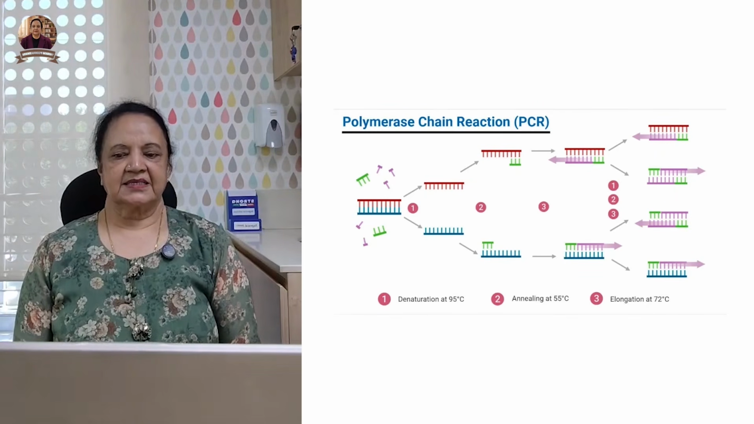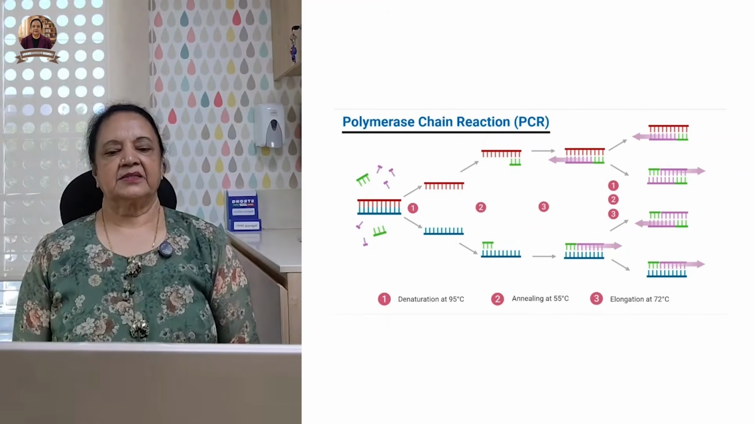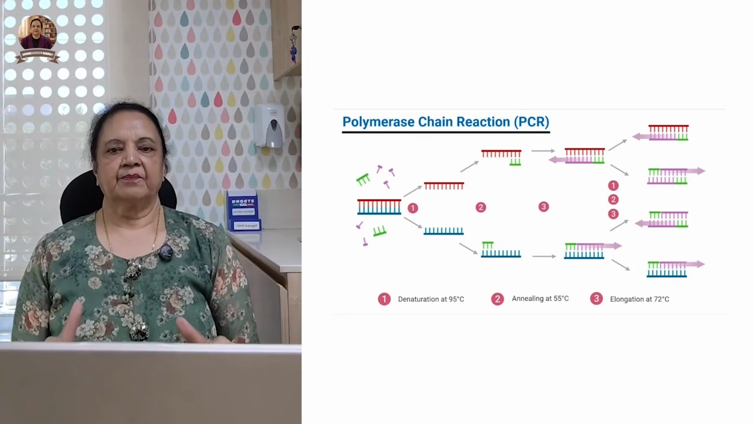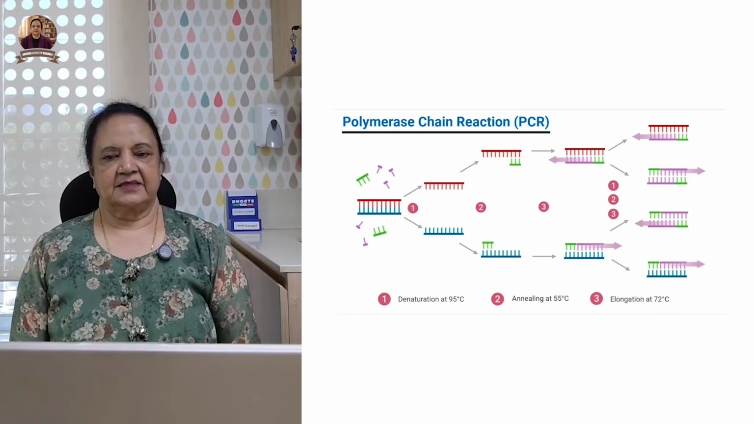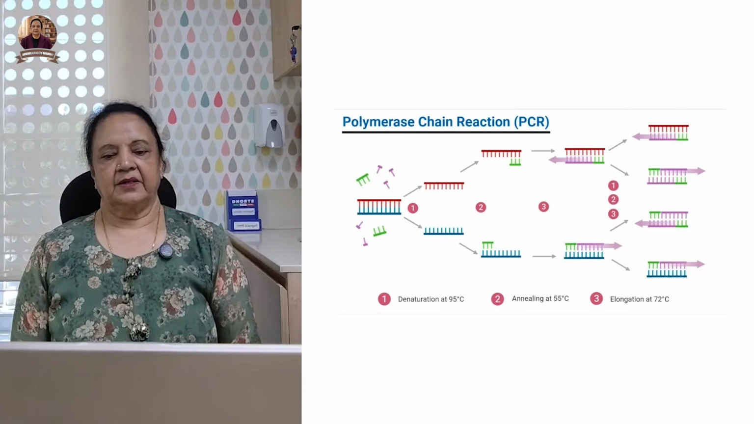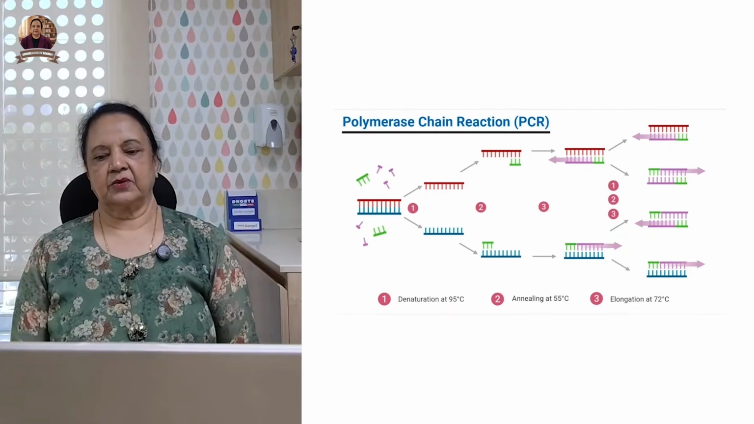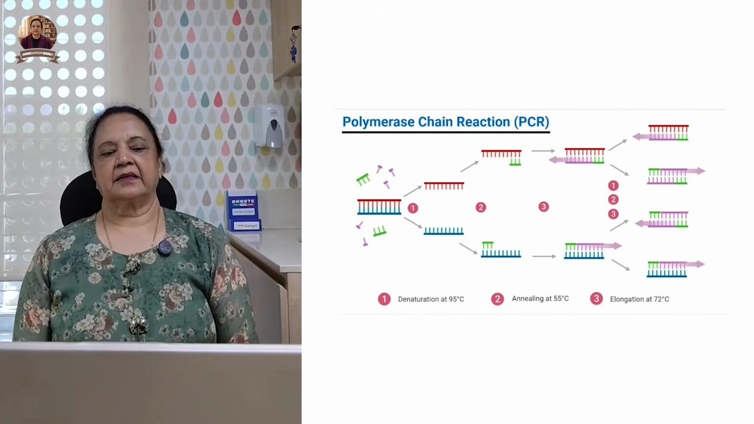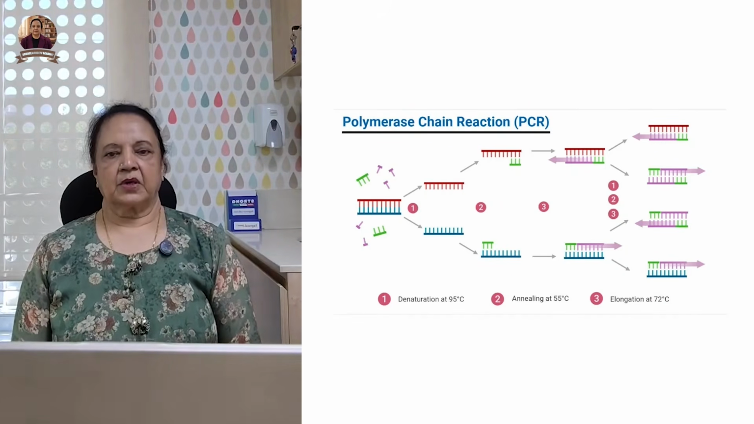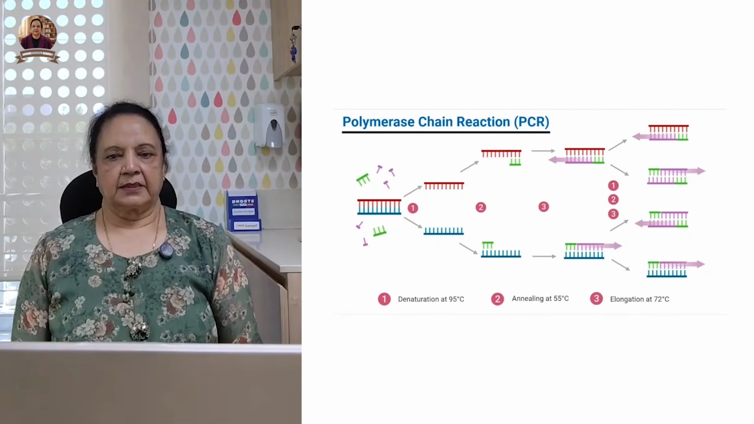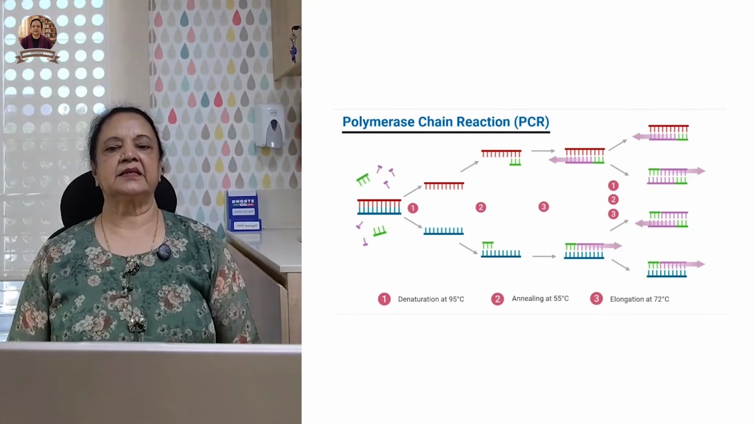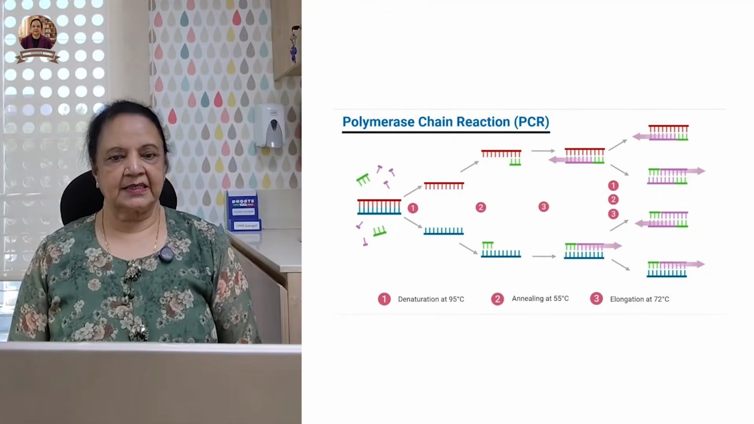And the third process is extension. The temperature is raised to the optimal temperature for Taq polymerase, around 72 degrees Celsius. The enzyme adds nucleotides to the primers, synthesizing a new complementary strand for each template. This results in two double-stranded DNA molecules from the original one. These cycles are repeated 25 to 35 times, leading to exponential amplification of the target DNA.